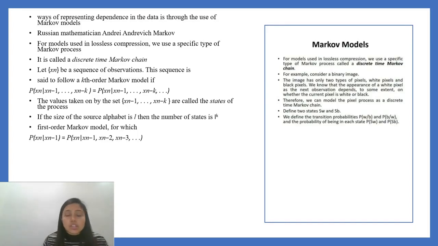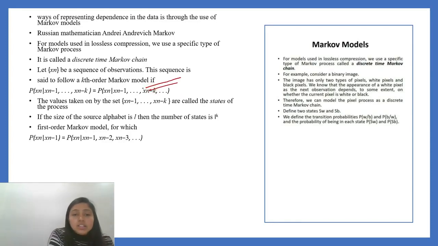For models in lossless compression, we use a specific type of Markov process, which is known as a discrete time Markov chain. As we move forward, we will discuss this. Next, let's suppose there is a sequence of observations. This sequence is said to be a kth order Markov model, as it is written over here.